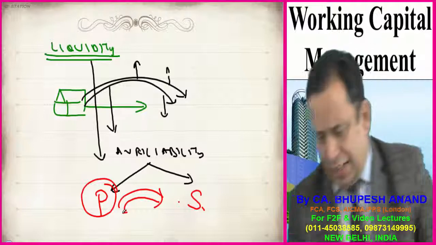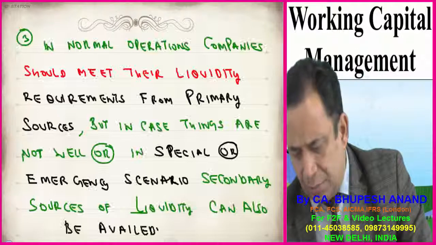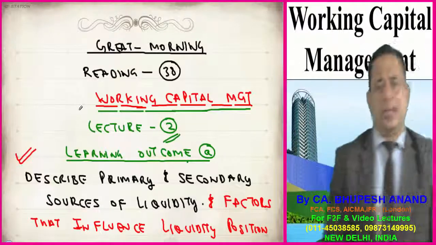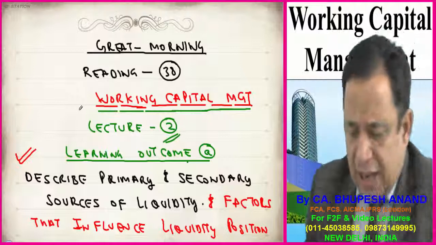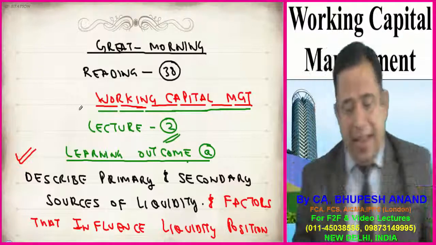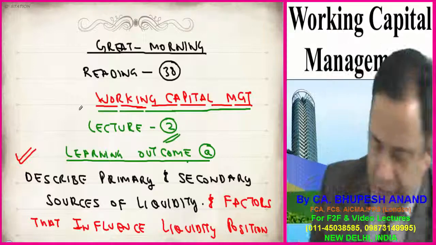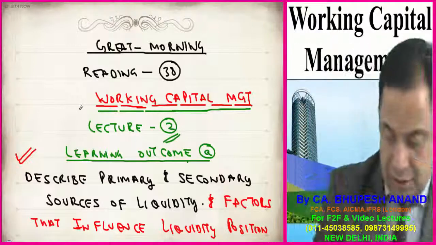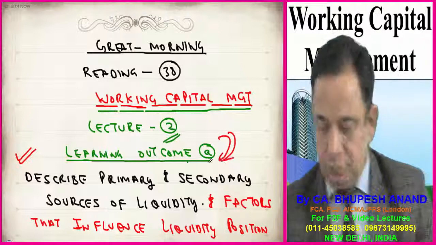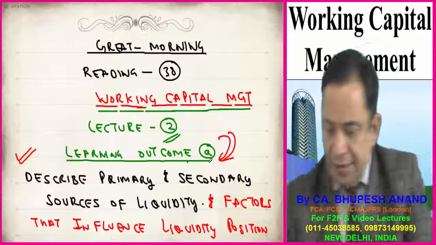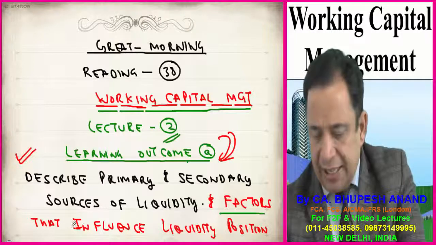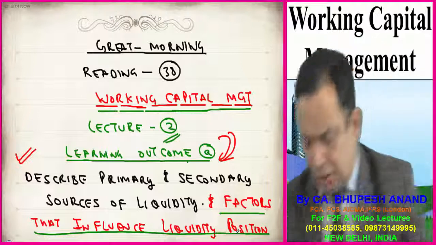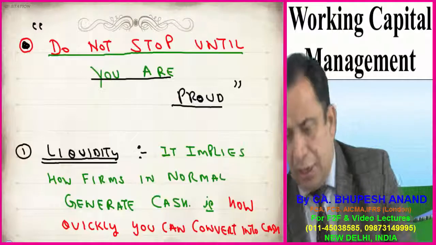So let's write down something on this. Today will be lecture number 2, reading number 38. I will be covering learning outcome A: describe primary and secondary sources of liquidity, and factors that influence liquidity position. And what are those factors which influence your liquidity position?